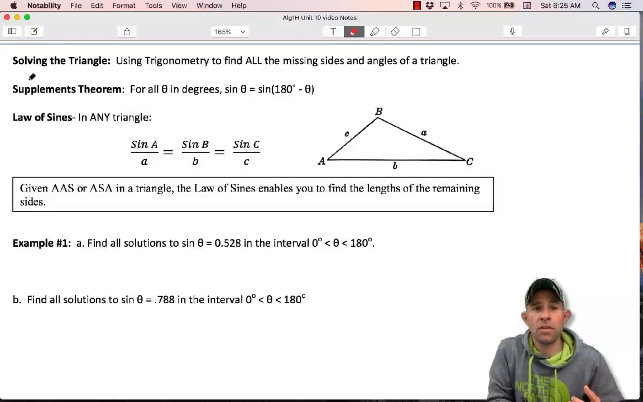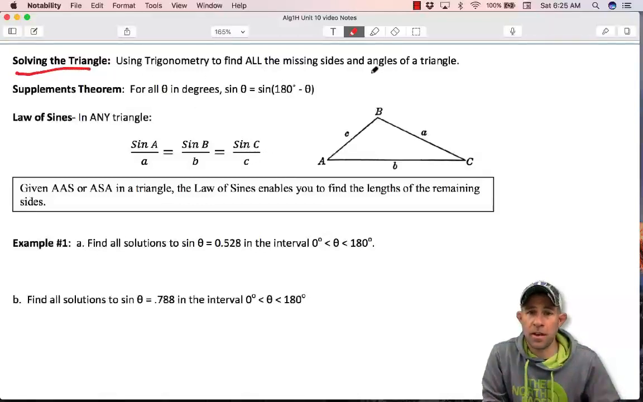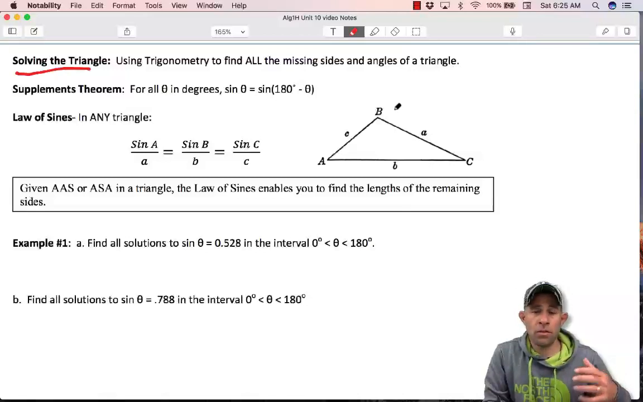First of all, whenever you see "solving the triangle," it simply means that we're going to solve all the missing sides and angles of a triangle. We have enough information to do that with SOHCAHTOA, inverse SOHCAHTOA, law of sines, and law of cosines.